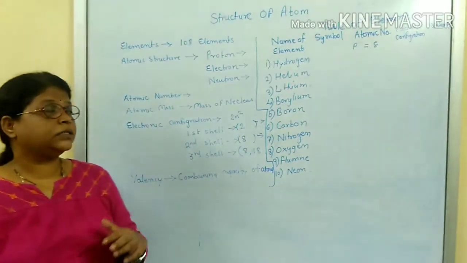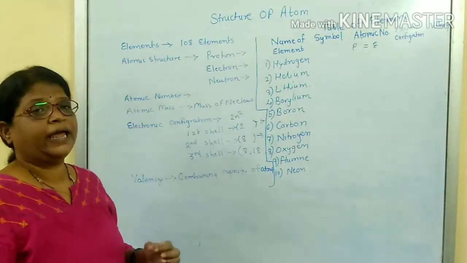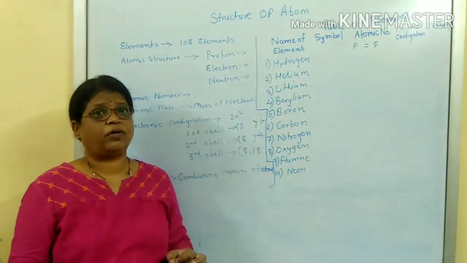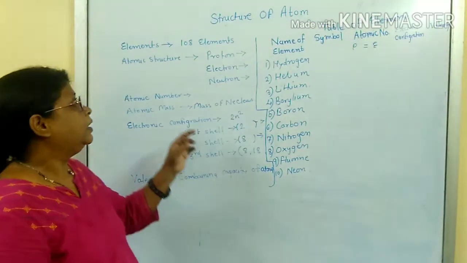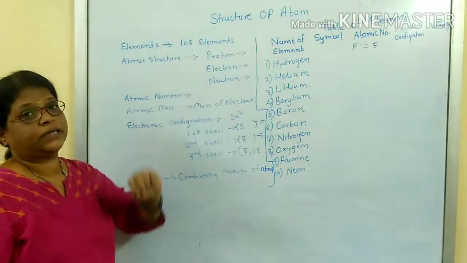So we come first to the elements. What are elements? Elements are the purest form of matter. Till now, 108 elements have been discovered.